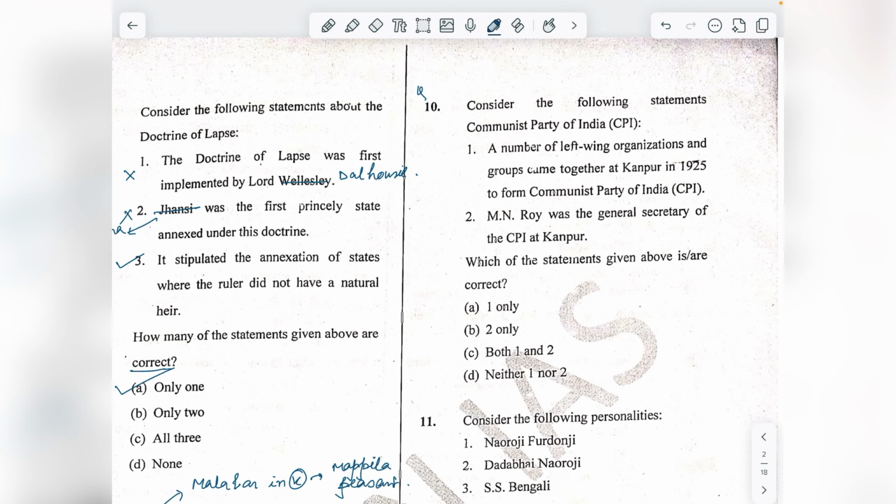Next, question number 10. Consider the following statements. Communist Party of India, CPI. Number 1 statement: a number of left-wing organizations and groups came together at Kanpur in 1925 to form the Communist Party of India. This statement is correct. Number 2: M.N. Roy was the General Secretary of the CPI at Kanpur. No, it is not M.N. Roy. S.V. Ghate was the General Secretary of CPI at Kanpur. So correct statement only one, option A.